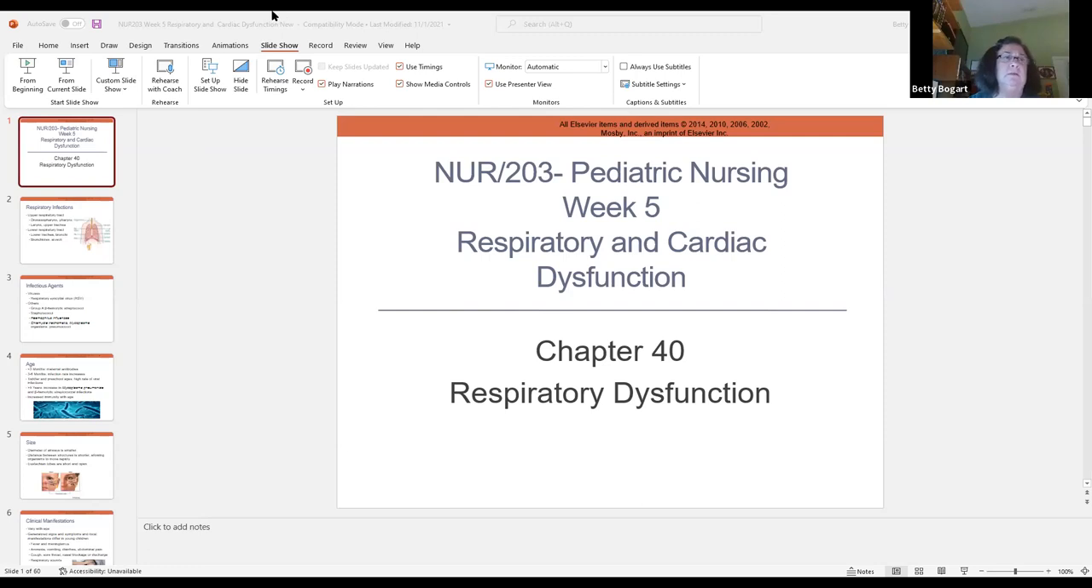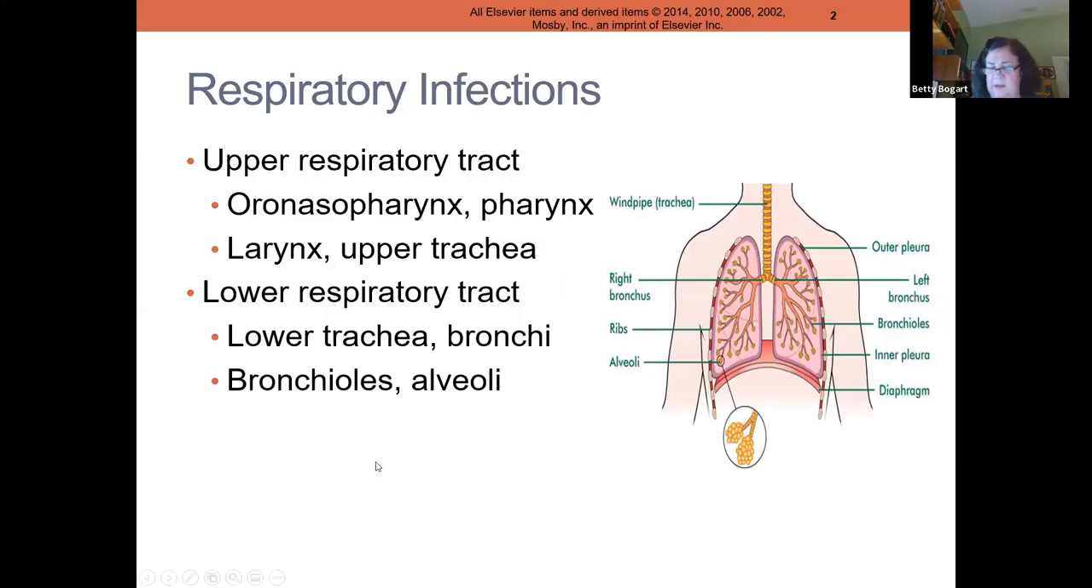You have your quiz, it's due. I'm going to be going over all the stuff that's on the quiz in lecture. And you also have a discussion question due for this week, so if you have a chance. So let's go ahead and start with our PowerPoint first. I start with respiratory, and then I'm going to go into the cardiac.